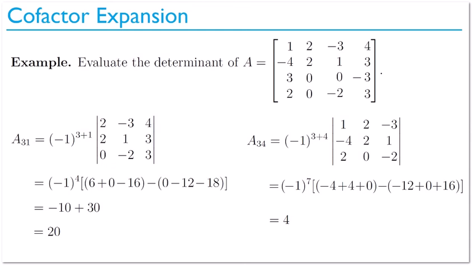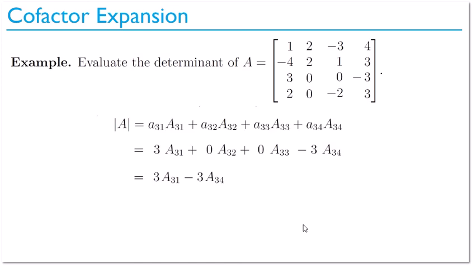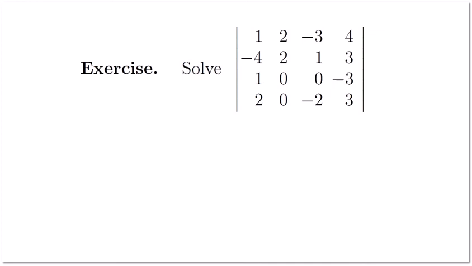Now we substitute these values, 20 and 4, into our formula for the cofactor expansion along row 3. Previously, we had this solution, and now we substitute the values we just obtained. We have 20 and 4, and then simplify. We get 48. So the determinant of this 4 by 4 matrix is 48. As an exercise, solve the determinant of this 4 by 4 matrix.